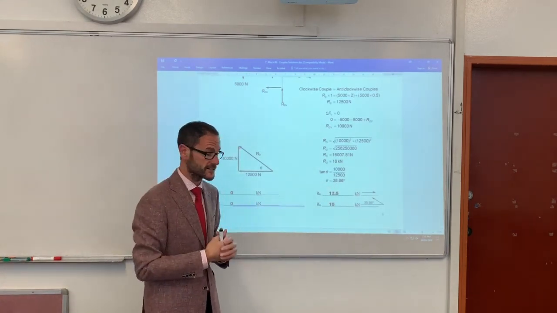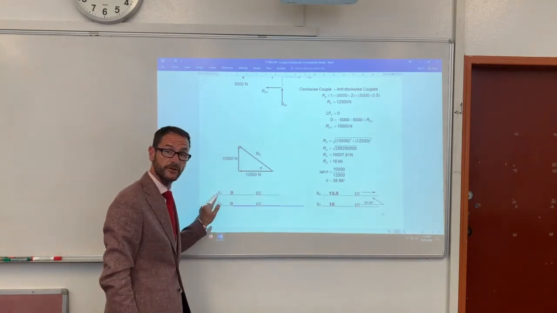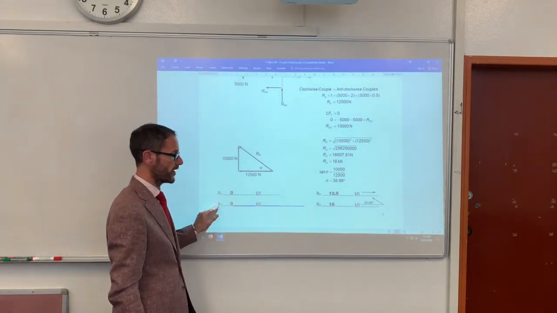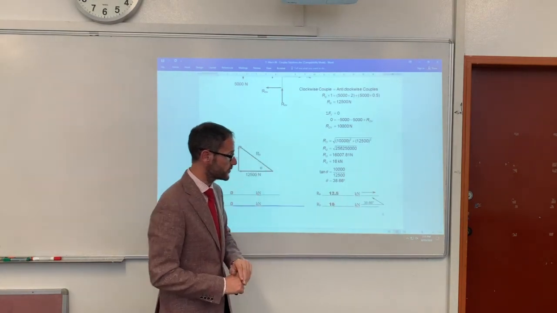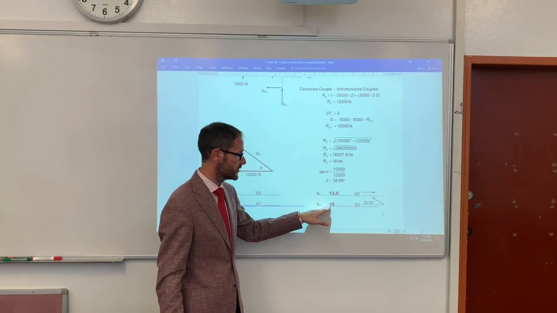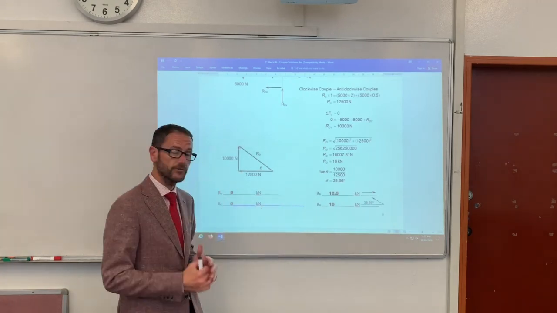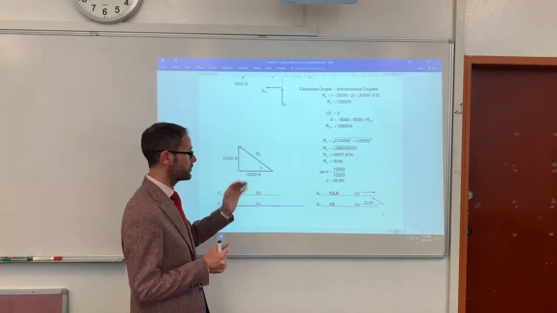So our final answer for question 9 is RA is 0, RC is 0. RB is 12.5 kilonewtons going horizontally to the right, and 16 kilonewtons for RD, but it's going at 38.66 degrees up and to the left.